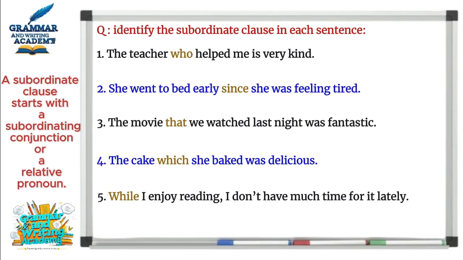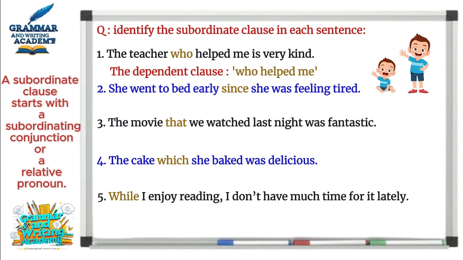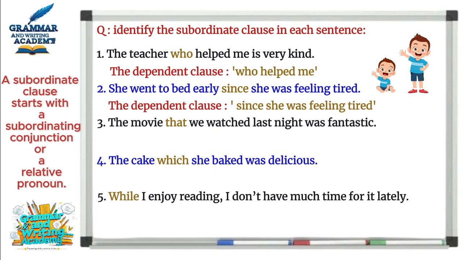1. The teacher who helped me is very kind. The relative pronoun is who, so the dependent clause is who helped me, as it can't stand alone. 2. She went to bed early since she was feeling tired. The subordinating conjunction is since. So the dependent clause is since she was feeling tired, as it can't stand alone.